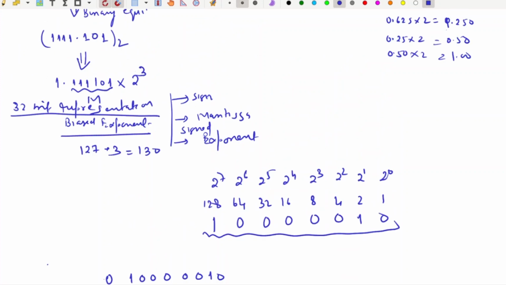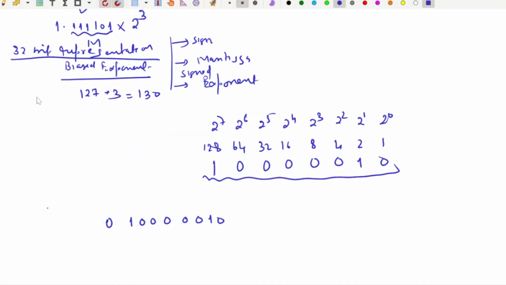This represents 130. And the next 23 bits represent the mantissa. Here for representing the mantissa, generally we represent the bits after the binary point, 1, 1, 1, 1, 0, 1, and simply the rest are 0s. Because when we place zeros after the last non-zero bit, there is no change in the number. We can place any number of zeros here.